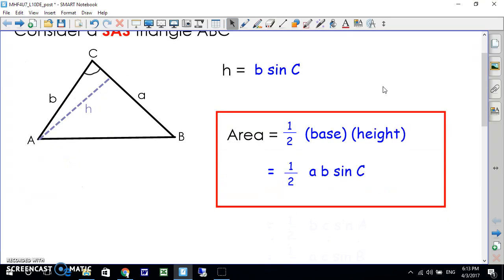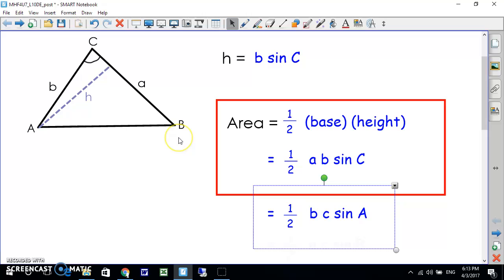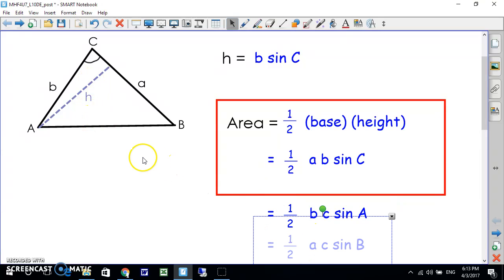If you apply this pattern, the area of this triangle can also be found using half side B times side C sine of A, so that will be this height, or half AC sine B, which means that C sine B would give you the other height of this triangle.